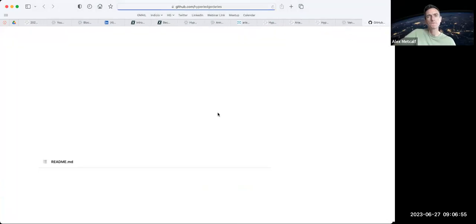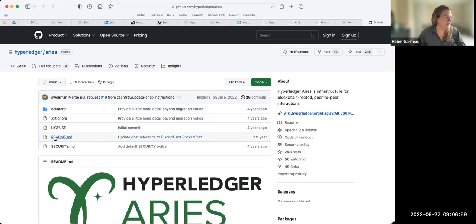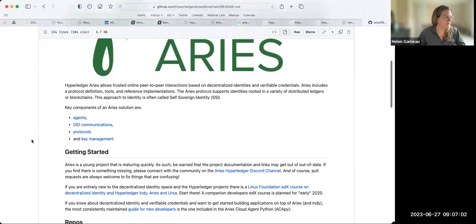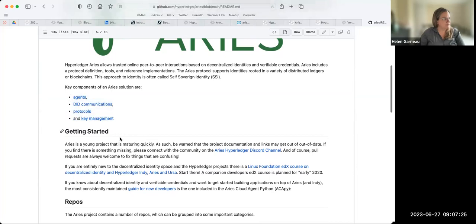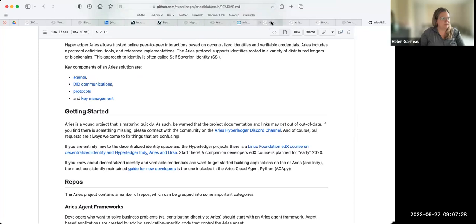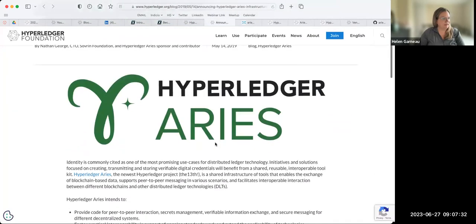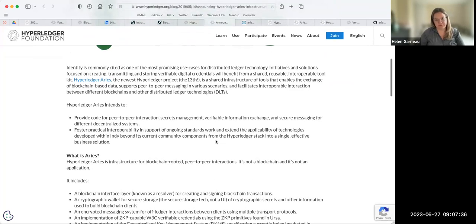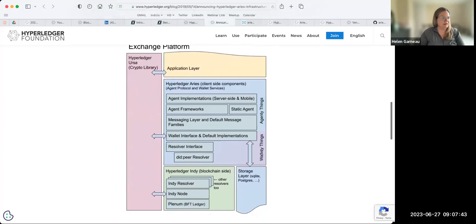Main README. So here's the GitHub, here's the README, right? Allows trusted online peer-to-peer interactions based on decentralized identity. And then it adds, Aries includes protocol definition tools and reference implementations. Protocol supports identity rooted in distributed ledgers and blockchains. This approach to identity is often called self-sovereign identity. The key components. Back at the announcement, there was a lot of talk about the use of the word wallet and how the project will be described. And the only use of wallet is right here. It's called wallety things, a very official term.